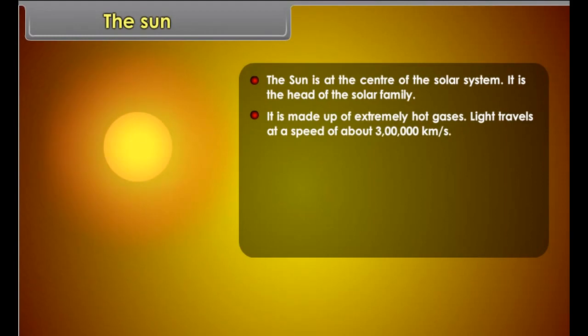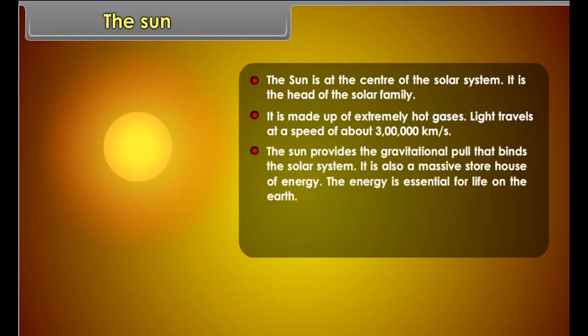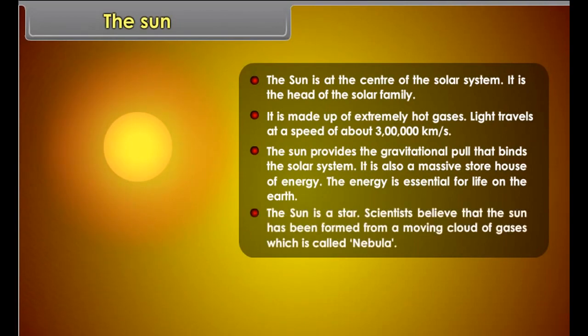Light travels at a speed of about 3 lakh kilometers per second. The sun provides the gravitational pull that binds the solar system. It is also a massive storehouse of energy. The energy is essential for life on the Earth. The sun is a star. Scientists believe that the sun has been formed from a moving cloud of gases, which is called nebula.